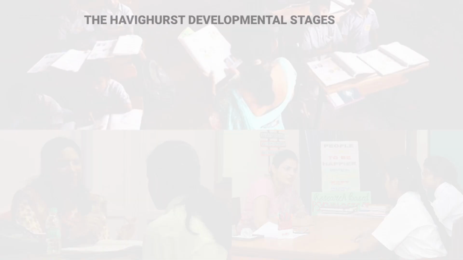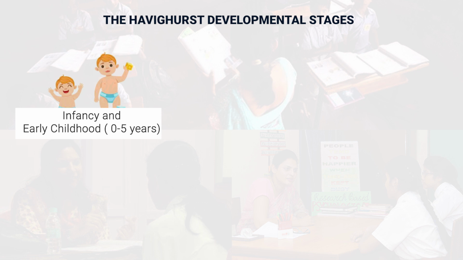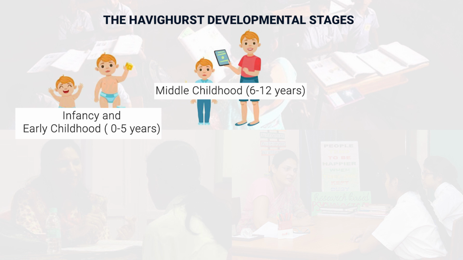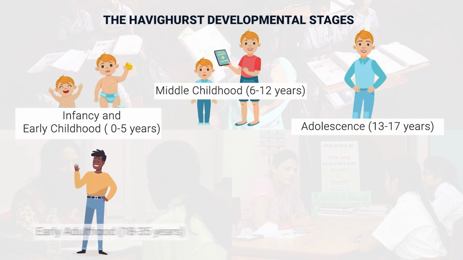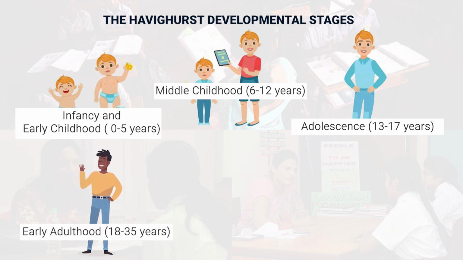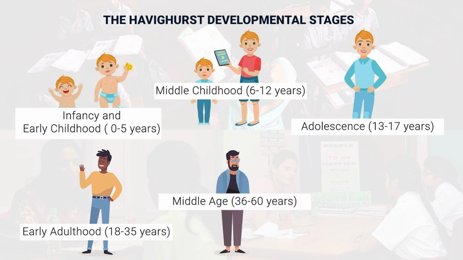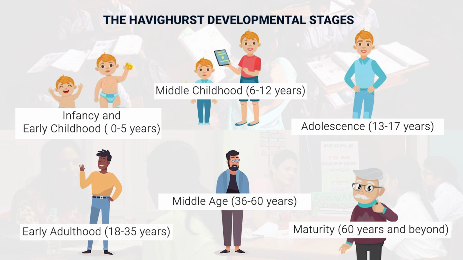Havighurst has categorized 6 stages with a list of crucial developmental tasks for each stage that is universal to mankind. Those 6 stages are given to you. First stage is infancy and early childhood that covers 0 to 5 years. The second stage is middle childhood, starting from the 6th year and extending up to the 12th year. Third stage is adolescence, starting from the 13th year of an individual and going up to the 17th year. And then the fourth is early adulthood, starting at about 18 years and going up to 35 years. And then middle age from 36 to 60 years. And then maturity from 60 years and beyond.